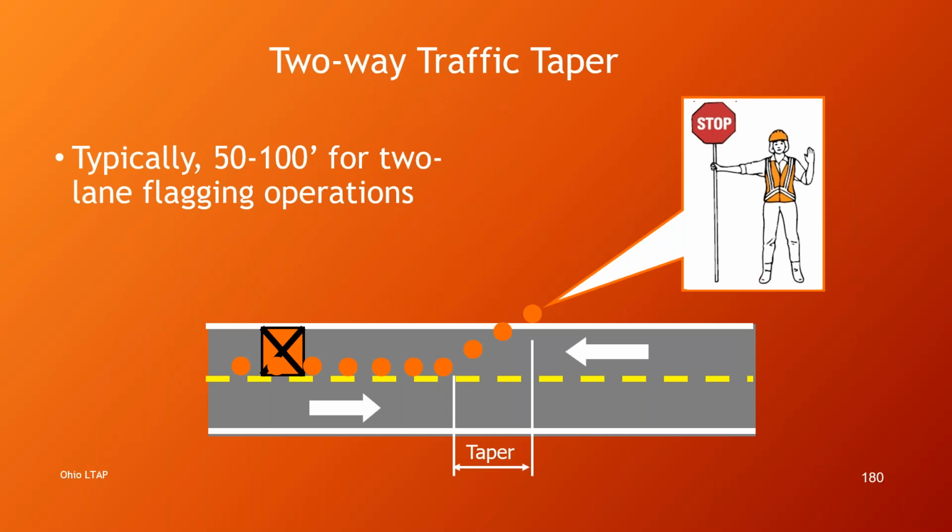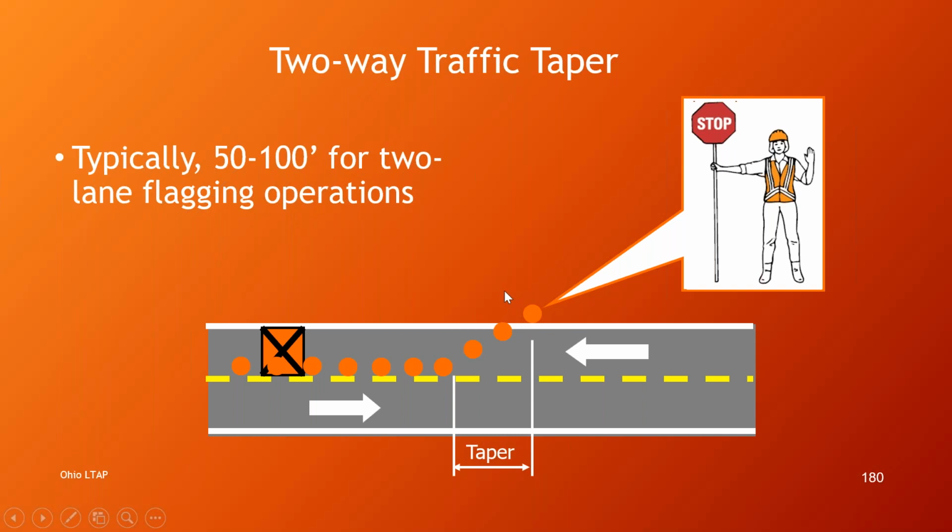So here we have a flagging operation, and we see the taper here. It's a shorter taper, and even on the chart on page 17, you'll see that it has its own line in that middle table where it shows the spacing of the cones. The maximum spacing is 20 feet apart. Typically you'll see the length of this taper is 50 feet to 100 feet. If we compared that to a merging taper at 55 miles per hour, it would be 495 feet long. So there's a big difference between flagging and closing a lane on a 4-lane roadway.